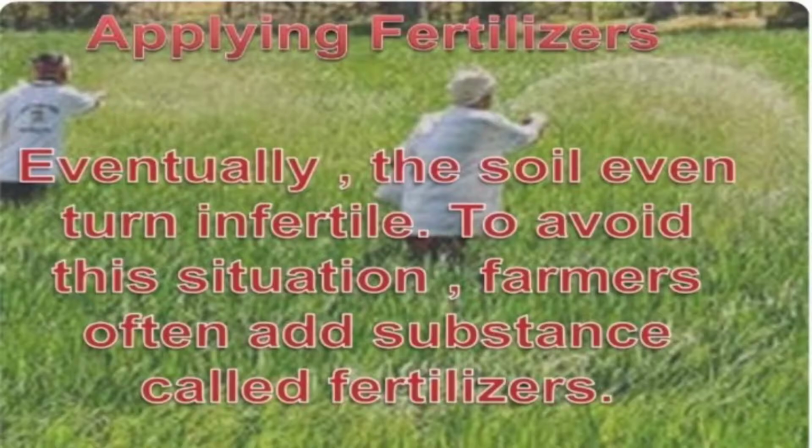Okay, next we are going to applying fertilizers. Eventually the soil may turn infertile. To avoid this situation, farmers often add a substance called fertilizers. If the soil is still not fertile after that, then they avoid the situation by using some chemical substances. They are known as fertilizers, which are used to make the soil more fertile.